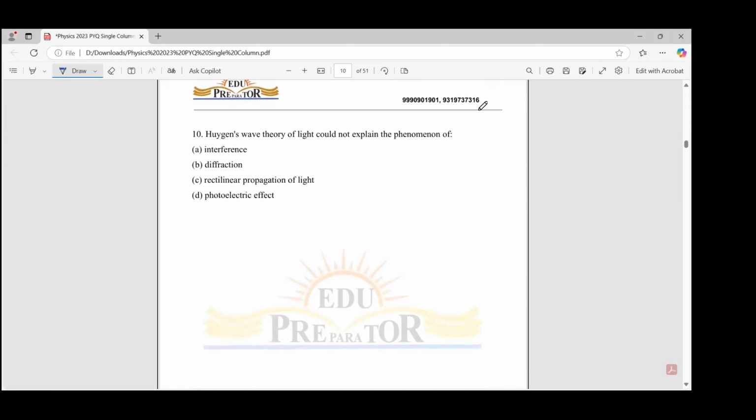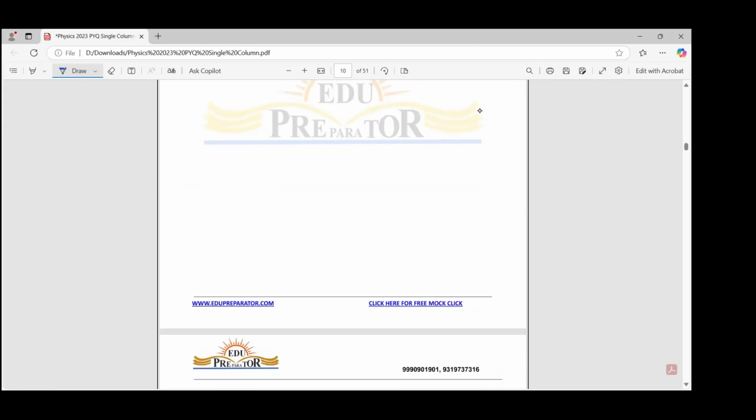Now let us move to question number 10. Huygens wave theory represents the wave concept, not the particle concept, and the photoelectric effect is the one which is explained only by the particle nature of light, right? So as it is explained by the particle nature of light, D is the answer, which is the correct one, because it cannot be explained by Huygens theory.